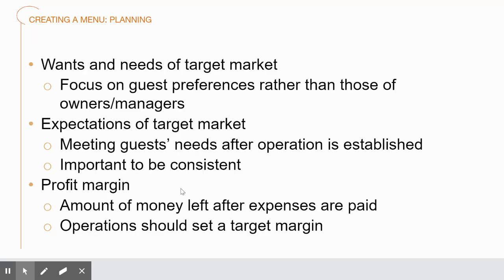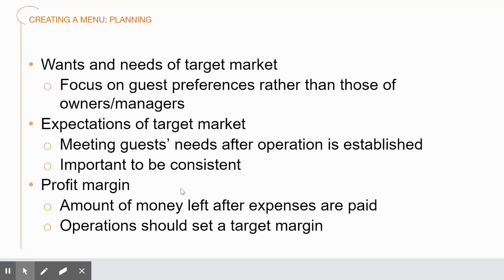The wants and needs of the target market should come first. So if you like a particular item, but other people aren't going to buy it, but you just want it on your menu, that is a mistake. The focus should always be on the desire of the guest. An example of this might be an owner who loves an expensive and hard to obtain type of coffee that, put on the menu, doesn't sell any better than less expensive or more readily available coffee.